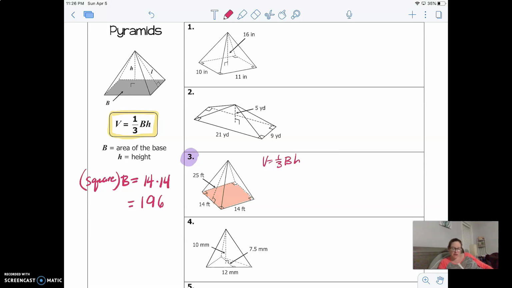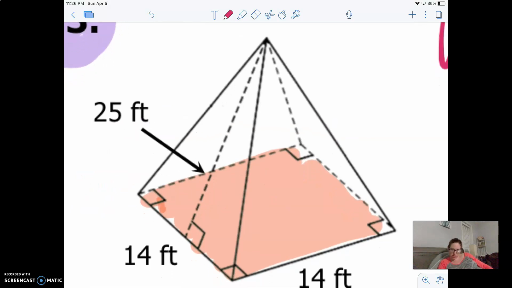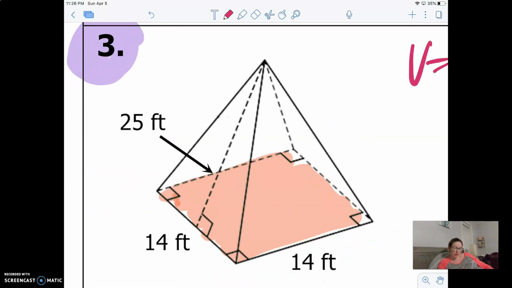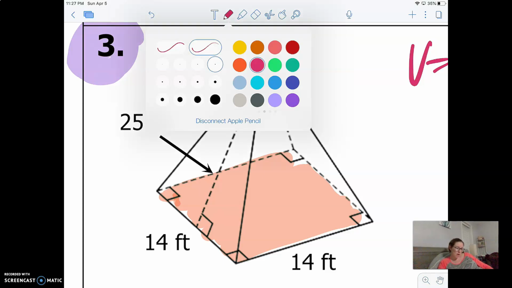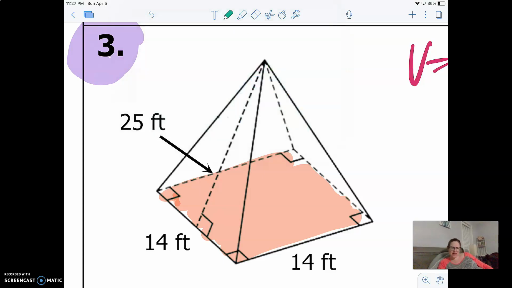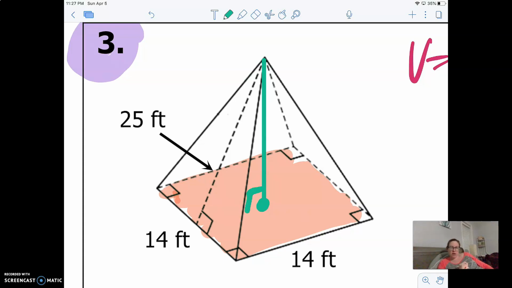Oh, but wait. Let's zoom in on this. Guys, 25 is not the height. What is the height, Miss Coffee? We don't know. It goes straight down to the middle of the base, forming a 90-degree angle. What are they giving us? What's that part there that slides down the side of the pyramid? That is L, aka the slant height.